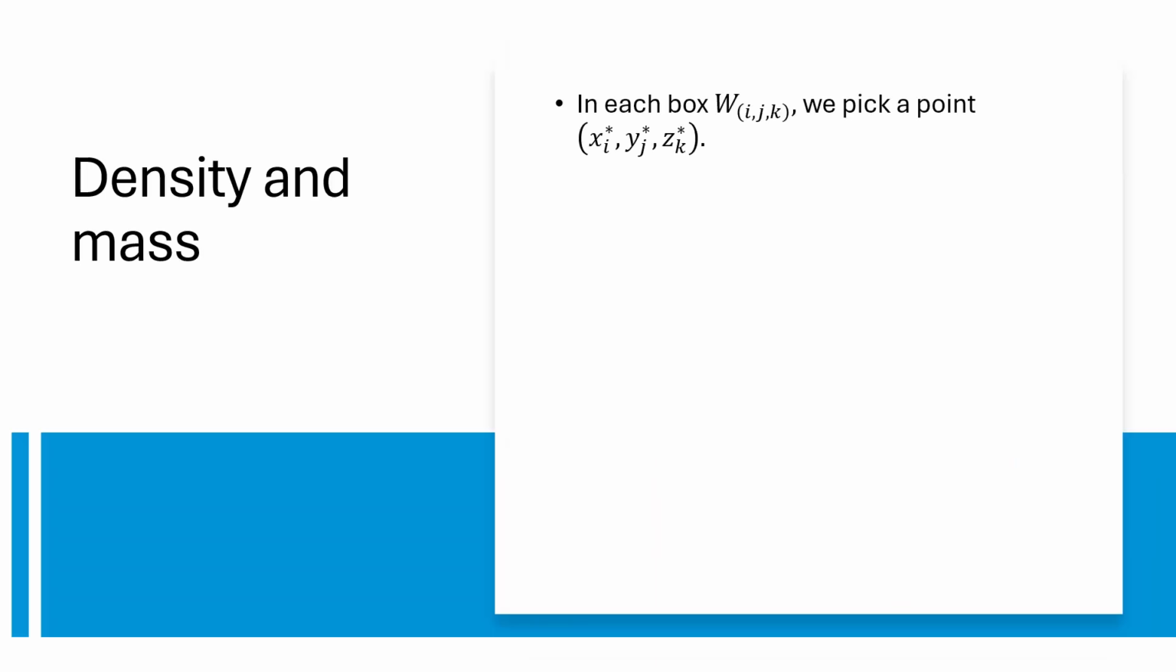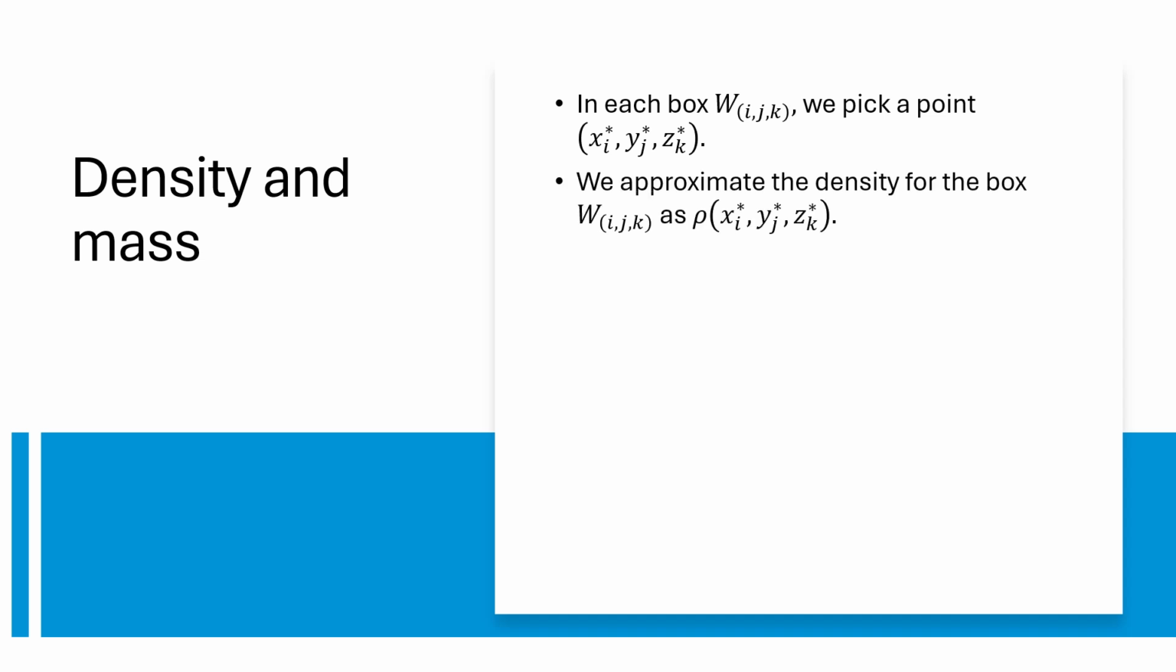Now for each of the boxes, we're going to pick a point inside that box. We'll call it x_i star, y_j star, z_k star. It can be any point in the box. It can be on the edge of the box as well. It just has to be in the box. The density is not necessarily constant on these boxes. It can change in the box. But since we've split the box up, we're going to assume it's a decent approximation to approximate the density as constant based upon our chosen point in the box.